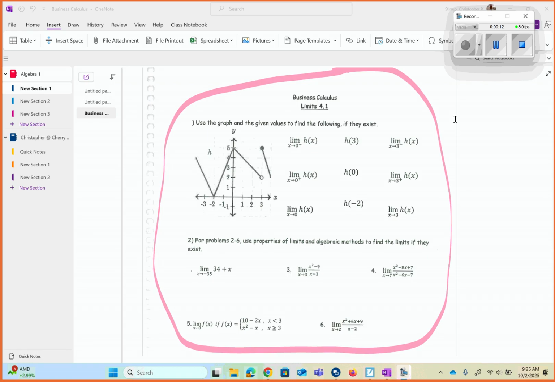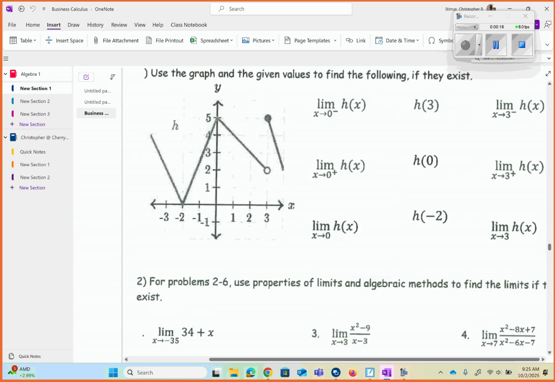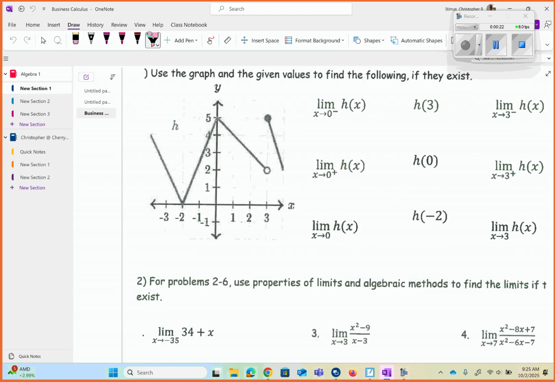Let's say we want the limit. So let's make sure we're okay with this, feeling comfortable. This means that I want to approach 0 from the negative direction. So that means I'm approaching here. What is the y value as I approach that 0 right there? What's the y value? 5.